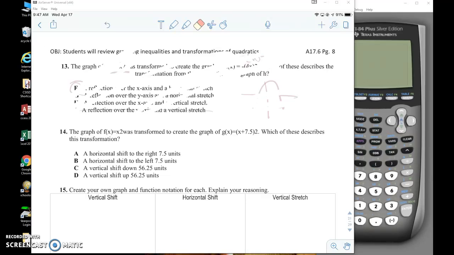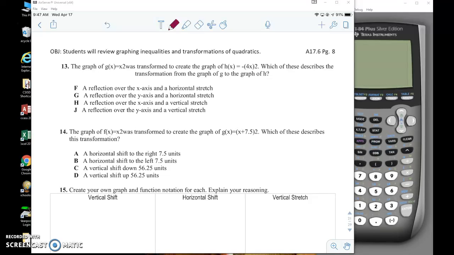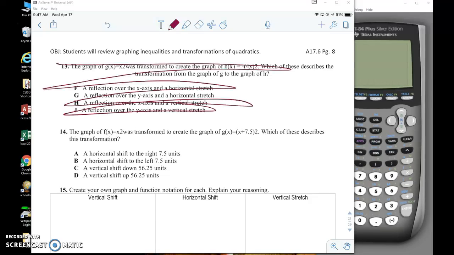At this point, I want you to take the next 5 minutes to finish numbers 11 through 14. If you finish those, start on number 15. But cross off number 13. There is not a correct answer. So pause here and finish 11 through 14.